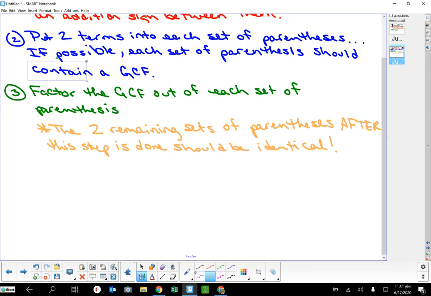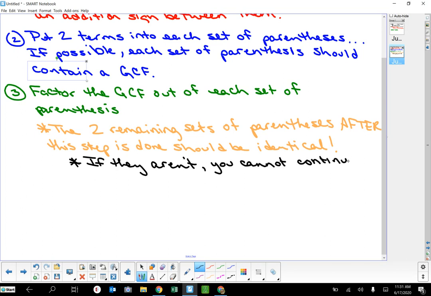If they aren't, you cannot go any further. So that's a second note. You can't go any further. So either you can't group or you need to go back to step 2 and change your terms or something like that, but you can't continue. So if those two are not identical, the yellow or orange step there, then you cannot continue.